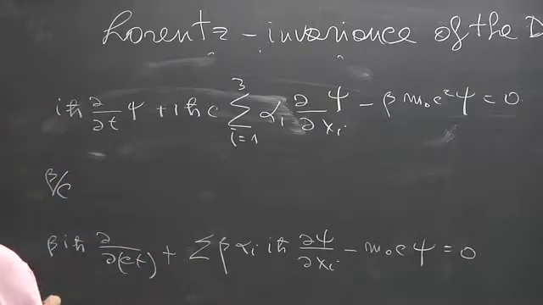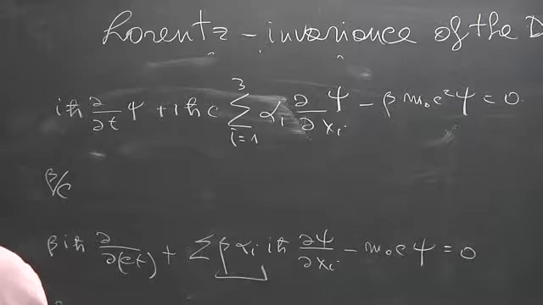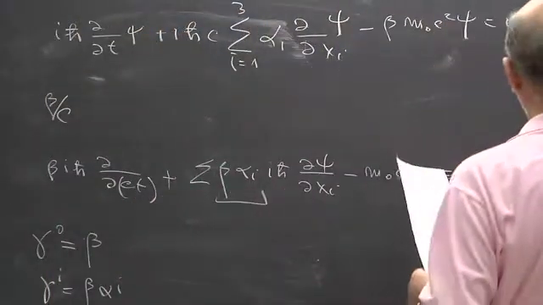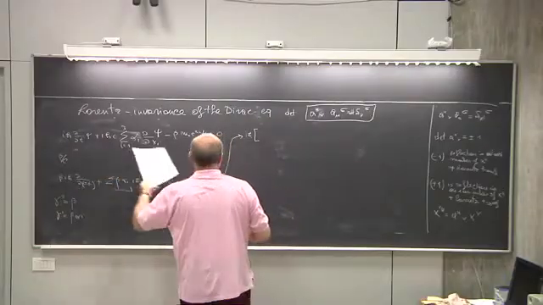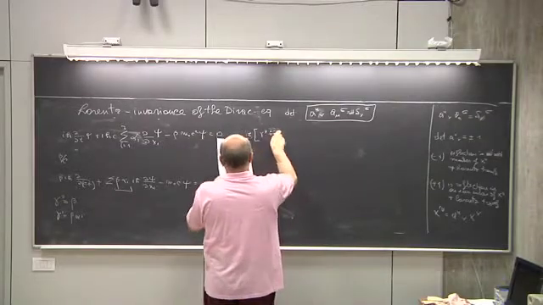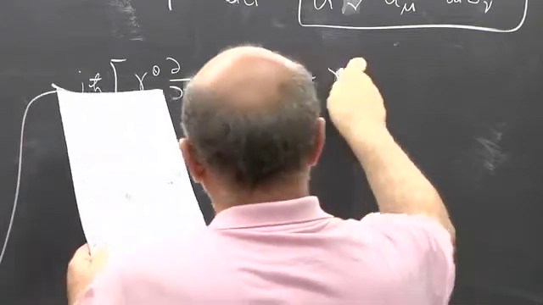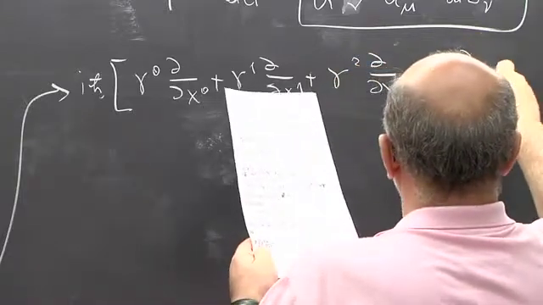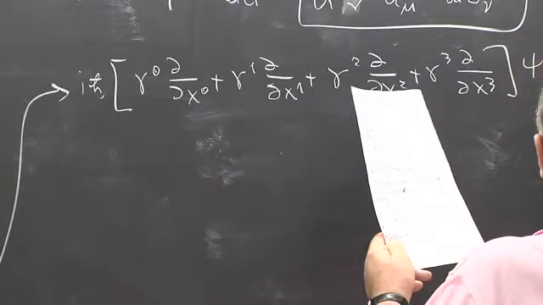Now, let's use the following other matrices. I don't like to have products here. Gamma 0 equals beta, and gamma i equals beta alpha i. Then this equation can be written in a much more compact form, that is the following. i h bar is factored out from everywhere, okay? And I have gamma 0 d/dx0 plus gamma 1 d/dx1 plus gamma 2 d/dx2 plus gamma 3 d/dx3, psi minus m0 c psi equals 0.